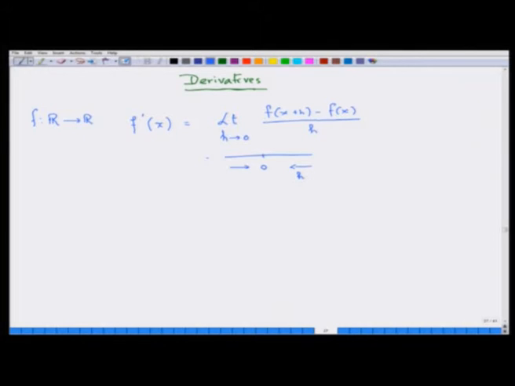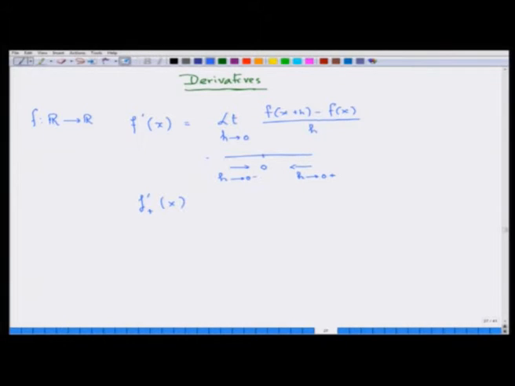Now, as I told you, h can come to 0 from both sides, this side or this side. If you come from the right side, you say h is going to 0 plus, and if you come from the left side, you say h is coming from 0 minus. What is further important to note is that this limit has to exist, which means it has two components, the right limit and the left limit, and both should exist. The right limit of this is called the right derivative and the left limit of this is called the left derivative, which we will write as follows.